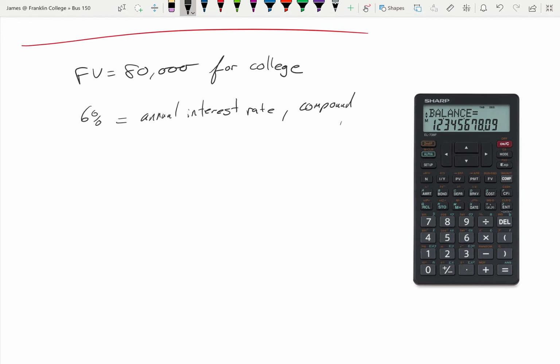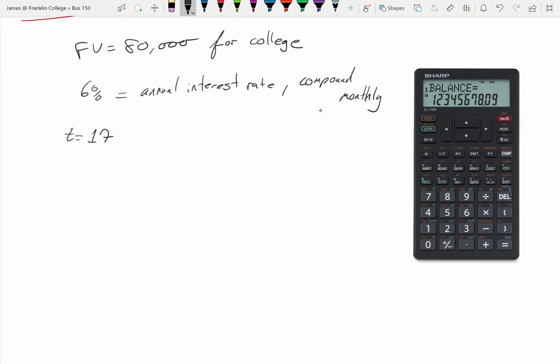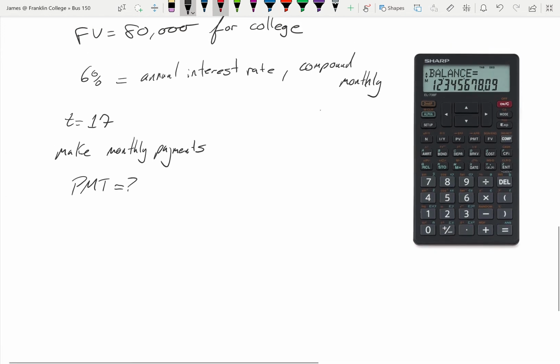Alright, it's going to be 17 years. I'm going to make monthly payments. And we want to know how much money do I have to invest every single month to make sure that there's $80,000 in this account at the end of the year. So we need to figure out 3 of the 4 appropriate variables.